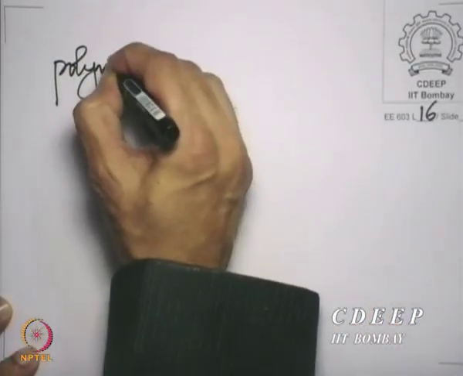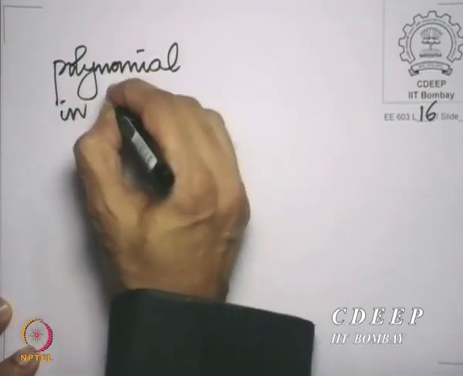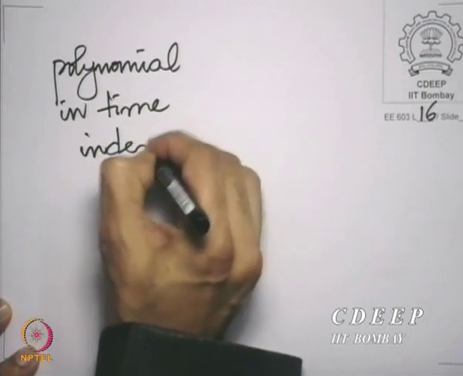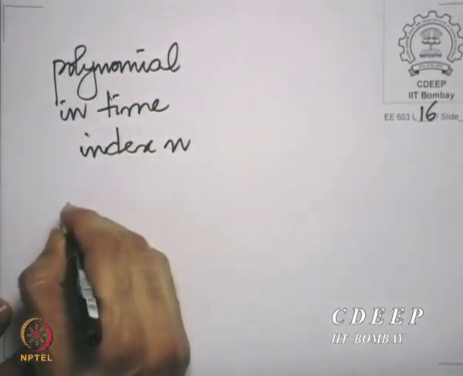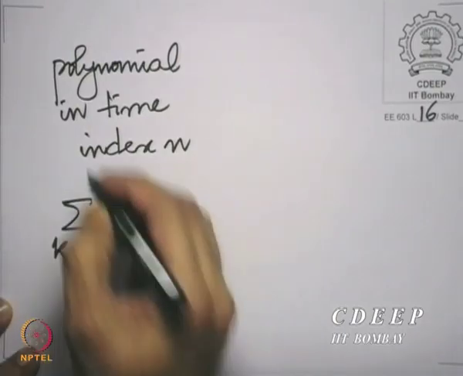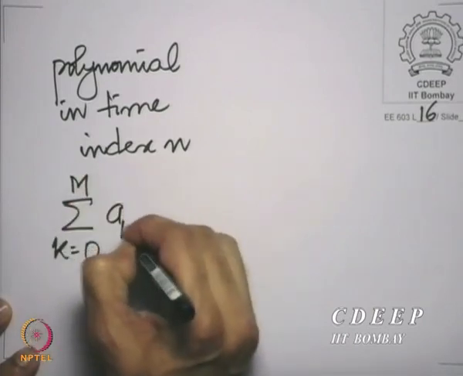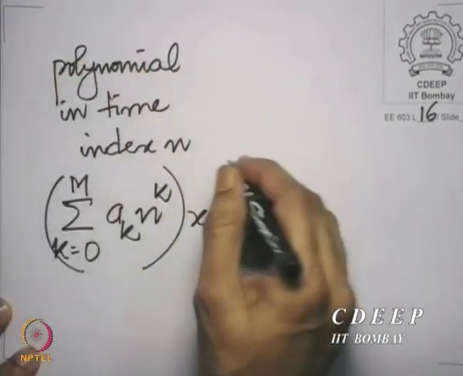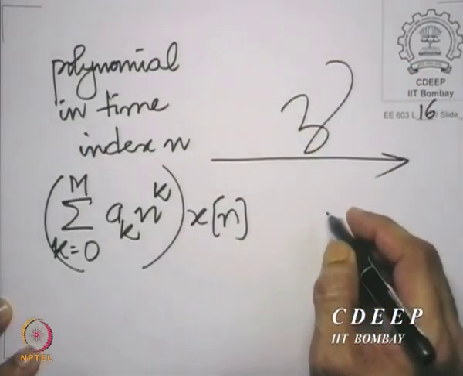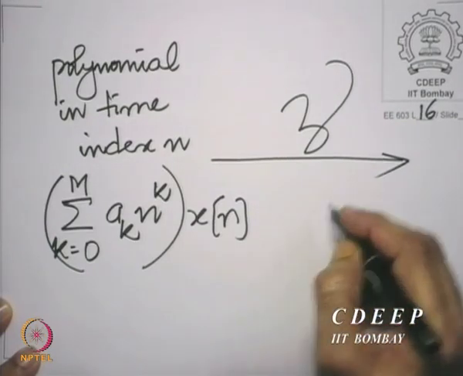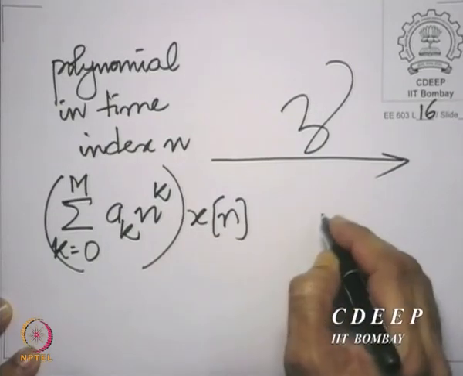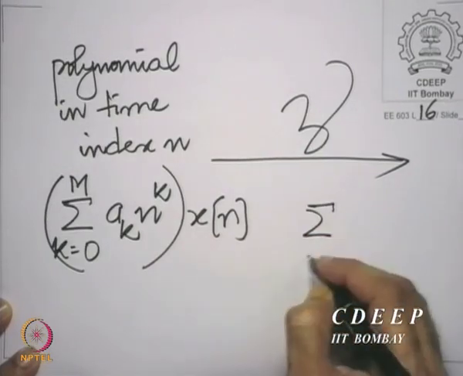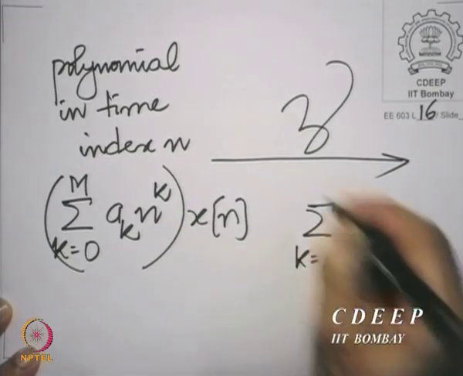the time index. So, polynomial in the time index n, so let us write this down. Essentially, something of the form summation k going from 0 to say m, a_k n raised to the power k multiplied by x[n] involves taking essentially a linear combination of the kth derivative. So, this corresponds to summation k going from 0 to m.